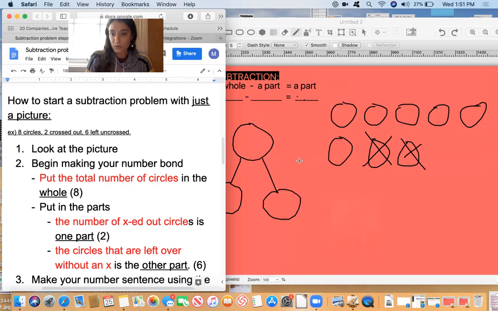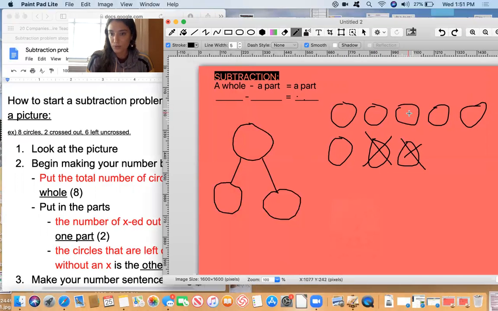And we know that that is 1, 2, 3, 4, 5, 6, 7, 8. 8 circles. Remember, the whole is always how many there are all together. Now we're going to put in the parts. I see that 2 are X'd out. So I know that that means that 2 are going to be taken away.